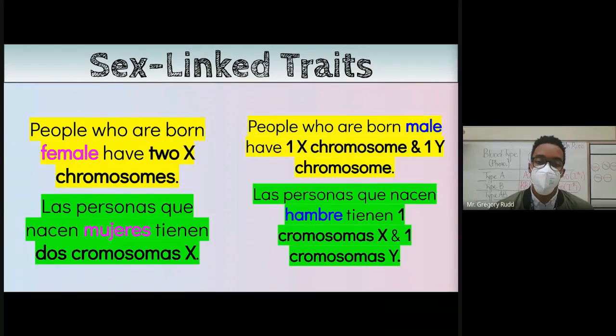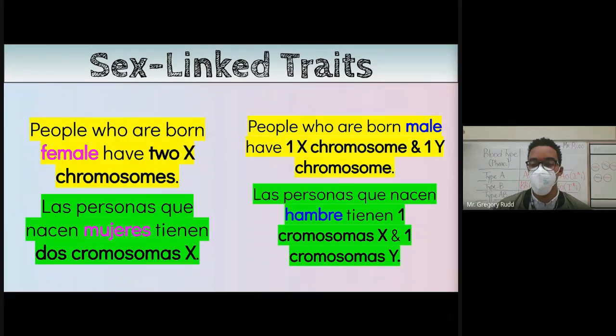So I do want you all to write that down. People who are born female have 2 X chromosomes. People who are born male have 1 X chromosome and 1 Y chromosome. Now, keep in mind, folks, we have talked about this in the past. Sex and gender are 2 different things.